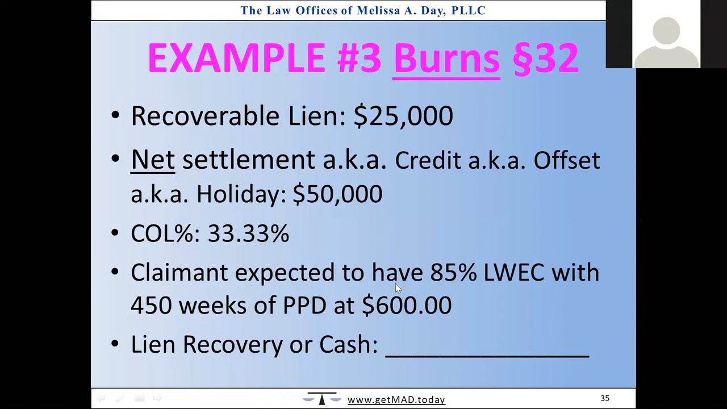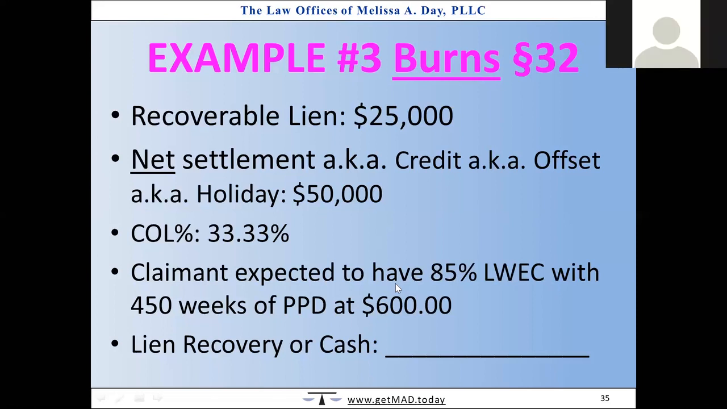Right. So we have 450 weeks of PPD benefits at $600 per week. Let's take a look at what that future liability on the comp claim is going to be worth. 450 weeks times $600 per week is a future indemnity liability on this claim of $270,000. This is why it's always important to keep in mind what the credit is, because we're not going to have to make a $90,000 Burns payment on this case, because there isn't going to be a credit sufficient to absorb the entire PPD benefit.